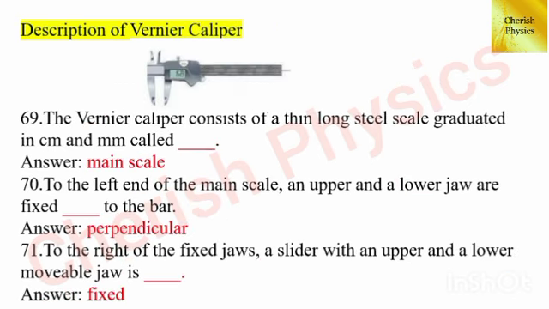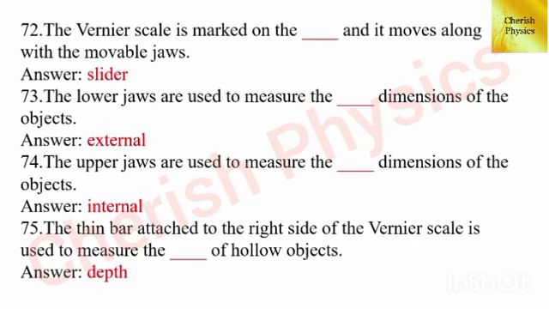The vernier caliper consists of a thin long steel scale graduated in centimeter and millimeter called main scale. To the left end of the main scale, an upper and a lower jaw are fixed perpendicular to the bar. To the right of the fixed jaw, a slider with an upper and a lower movable jaw is fixed. The vernier scale is marked on the slider and it moves along with the movable jaw. The lower jaws are used to measure the external dimension of the object.